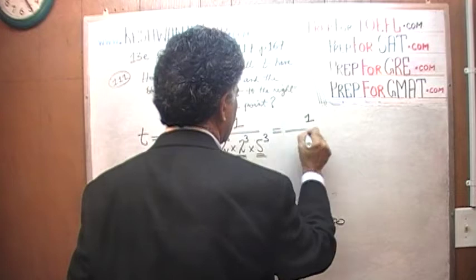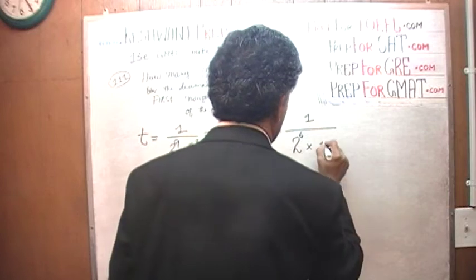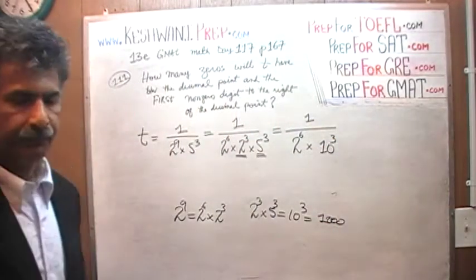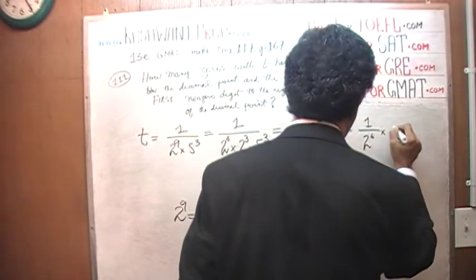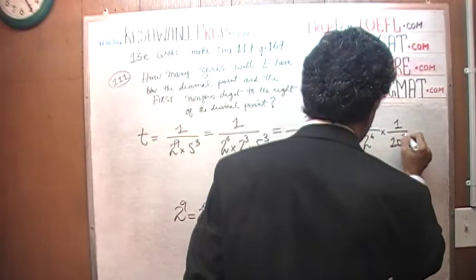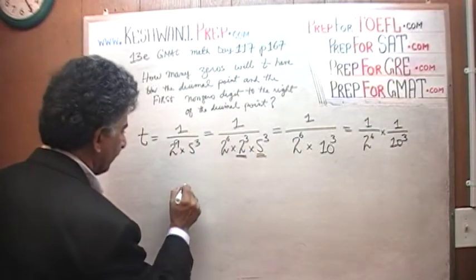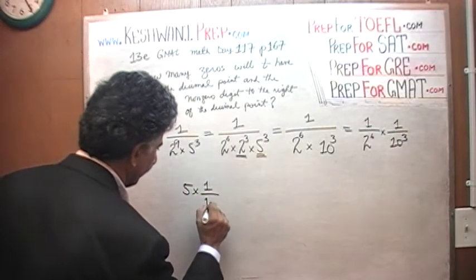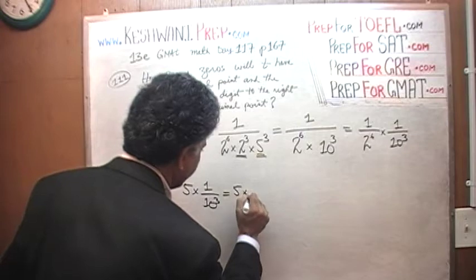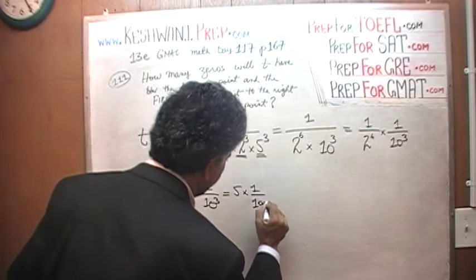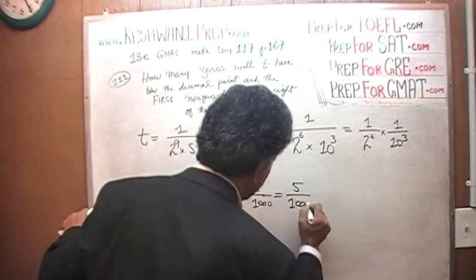This can be written as 1 over 2 raised to 6 times 10 raised to 3, which can be further written as 1 over 2 raised to 6 times 1 over 10 raised to 3. Now what happens if you multiply something by 1 over 10 raised to 3? If you multiply 5 by 1 over 10 raised to 3, this is the same as 5 times 1 over 1000, which of course is the same as 5 divided by 1000.